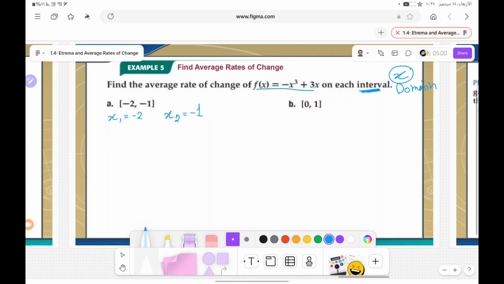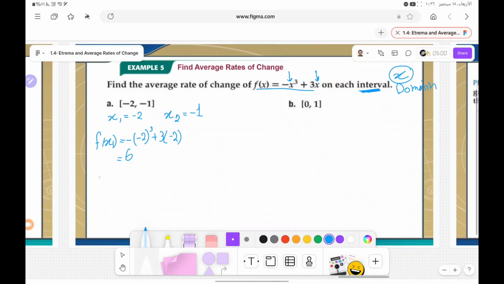Now let's find f of x1. How can I find f of x1? x1 is equal to -2, so let's replace every x here with -2. So it will be minus (-2) cubed plus 3 times -2. If you apply this, you will get the answer 6. The answer here is equal to 6.